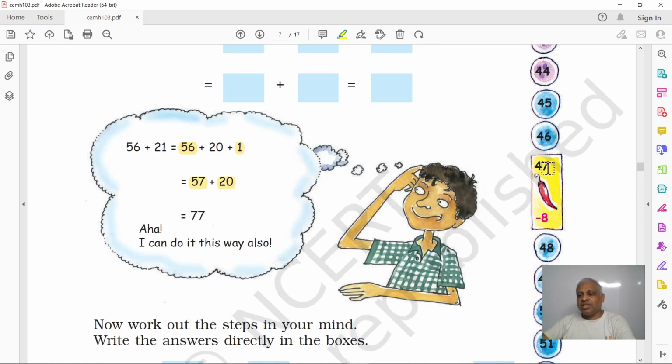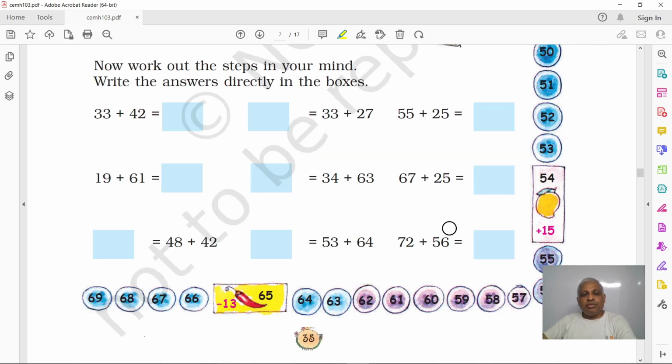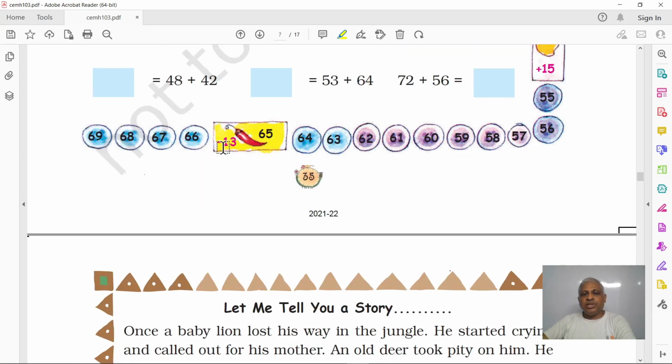And there is some math here. 47 minus 8. See how much it comes. In your textbook, write these answers. Okay? And use a rough notebook, rough paper to practice this, if you want to split these numbers and add them. So here something is there. Minus 13, 65. How do we do that? 65 minus 13. It's simple. You can make it.